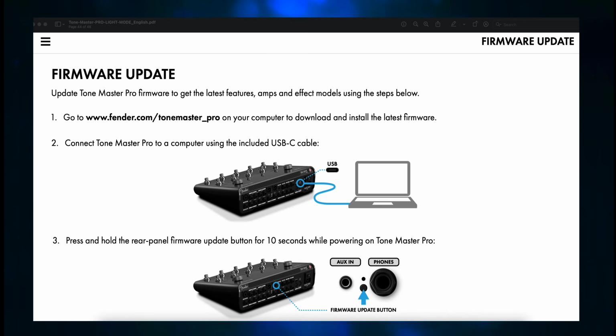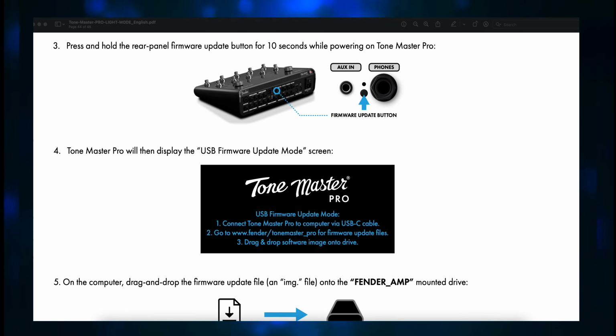Now, if you haven't already done this, I really strongly suggest that you do the firmware update. If you haven't done it, let's go over it real quickly. Like here it says, go to fender.com/tonemaster_pro to download and install the latest software. Connect the Tone Master Pro to a computer using the USB-C cable. Press and hold the rear panel firmware update button for 10 seconds while powering on the Tone Master Pro.